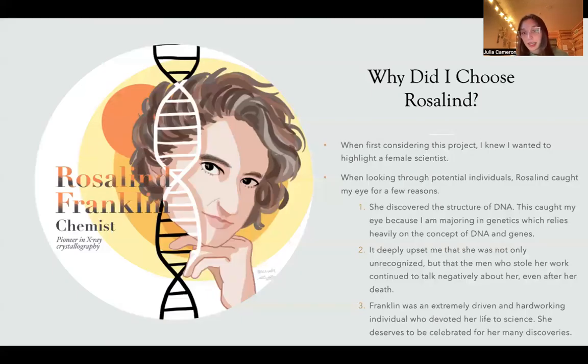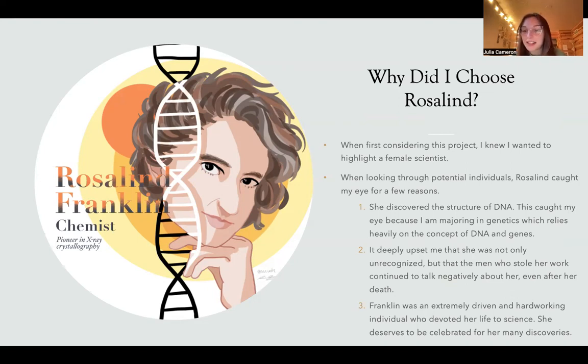Why did I choose Rosalind? When first considering this project, I knew I wanted to highlight a female scientist as I am a woman in STEM. When looking through potential individuals, Rosalind caught my eye for a few reasons. First, she discovered the structure of DNA. This caught my attention because I'm majoring in genetics, which relies heavily on the concept of DNA and genes.